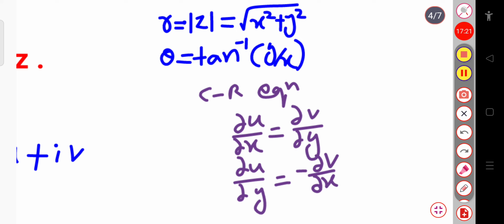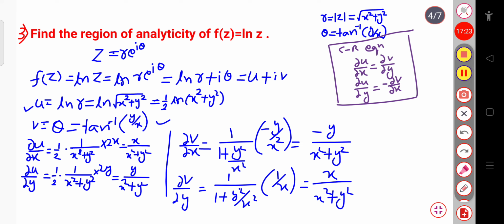Now you can see that ∂u/∂x is x divided by x² + y², and ∂v/∂y is x by x² + y². So these two conditions are satisfied. Now ∂u/∂y is y by x² + y², and ∂v/∂x is here minus y by x² + y². So this second condition is also satisfied. So we can say that the Cauchy-Riemann equations are satisfied.